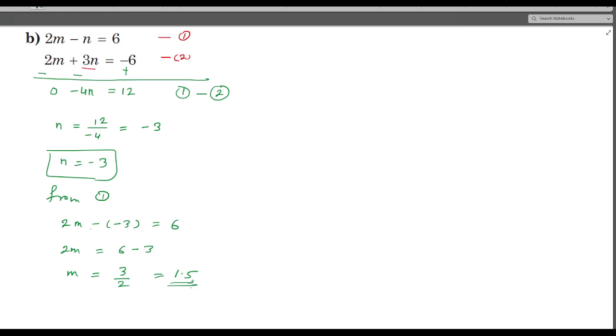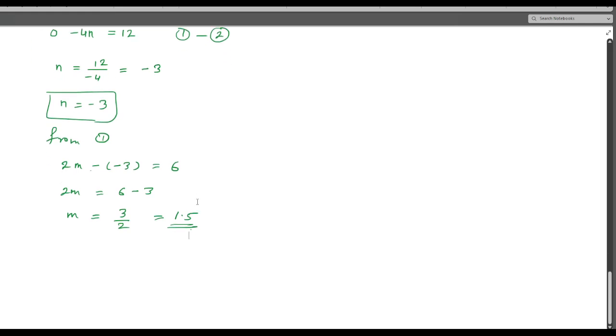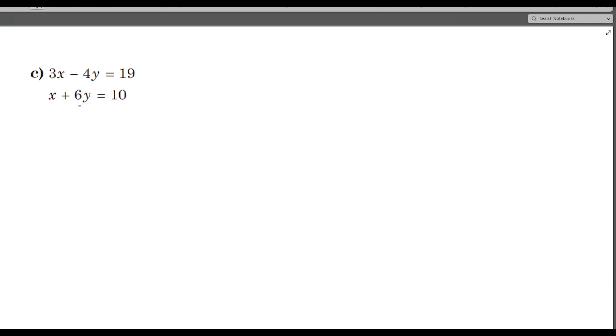Now let us do the third question, and I will leave this question up to you to choose any of the methods to solve. Either you use the substitution method or the elimination method. Once you finish, then let us see what you got as your answer. Now here I prefer the substitution method.